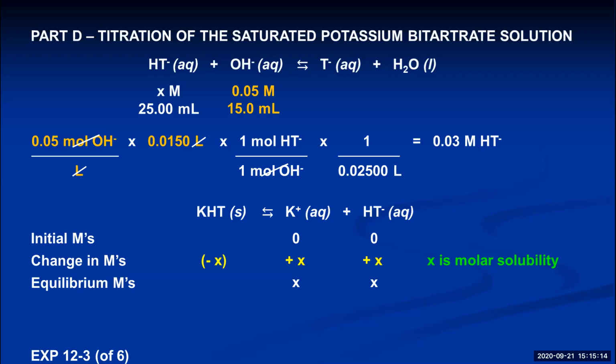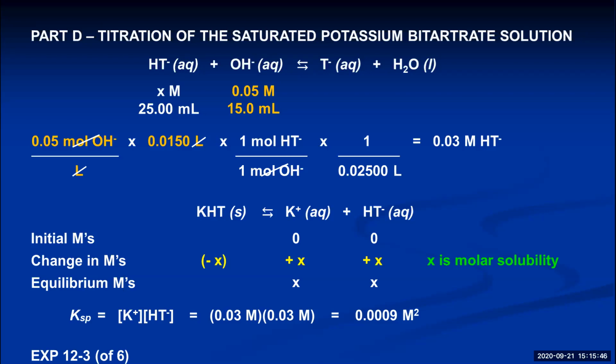So that's our secret way of getting X, because the Ksp now would just be the concentration of potassium ions multiplied by the concentration of bitartrate ions. Well, that's going to be X times X. And so seeing how we already know what X is, we can multiply those numbers together. And so we would predict that the Ksp for the potassium bitartrate would be 0.0009.